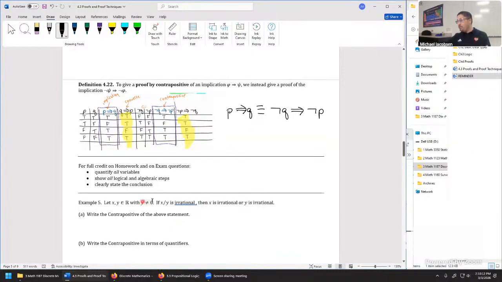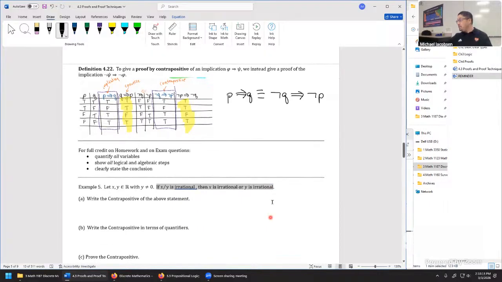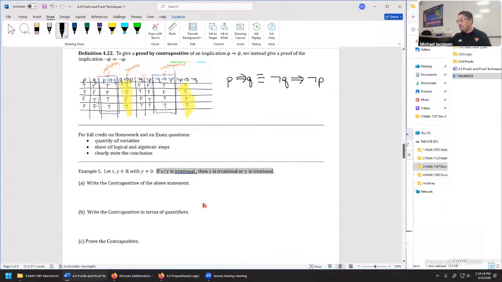So this one, I don't even know how I would get started proving this one, but the contrapositive is much, much more direct. Let's maybe do part A, just writing down the contrapositive. Then we'll call it a day and come back on Thursday, quantifying it, and then finally proving it.